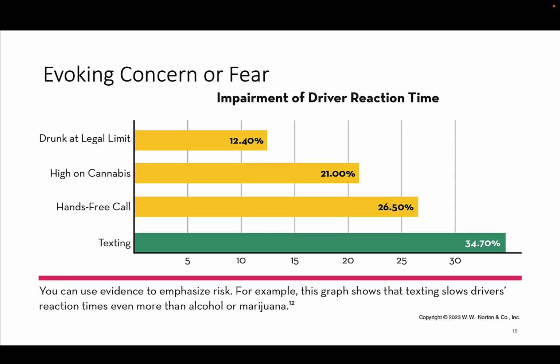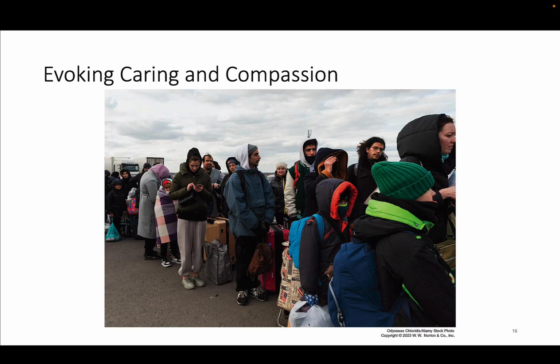This bar graph should evoke concern or even fear, maybe surprise if you didn't realize this. It shows comparative driver reaction time when at the legal drunk driving limit, high on cannabis, hands-free calling, and texting and driving. And as you can see, reaction time is way slower for texting and driving than any of those other things. Not that you should do any of those other things either, but it's pretty obvious that texting and driving is really bad.